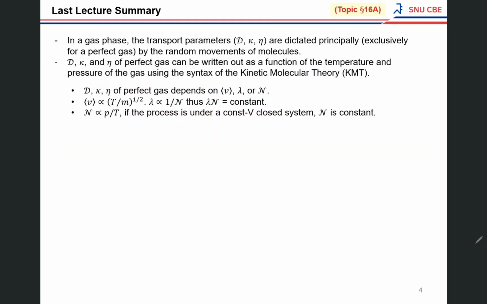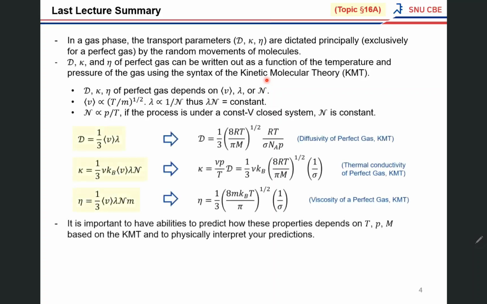So in the last lecture, we discussed the relation between kinetic molecular theory and the transport properties like diffusivity, thermal conductivity, and viscosity. We derived the relation between the viscosity and the mean speed, the mean free path, and the number density, and so on.